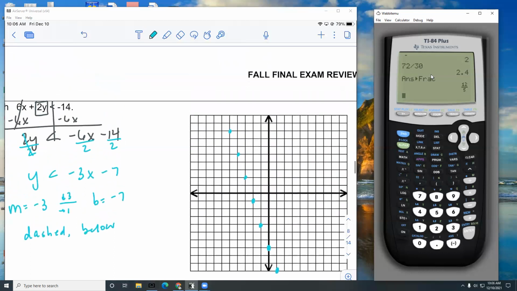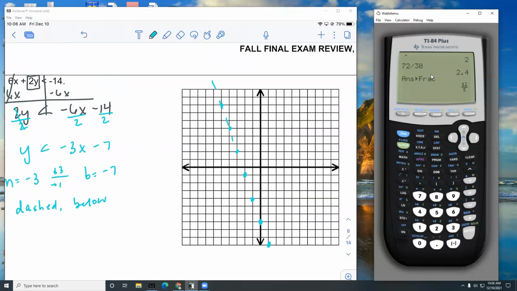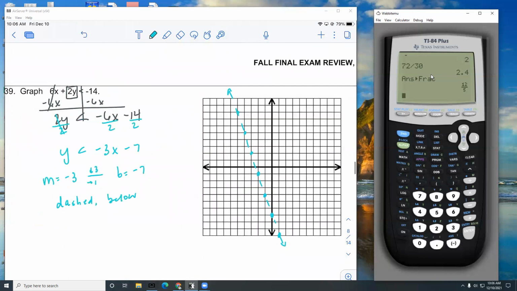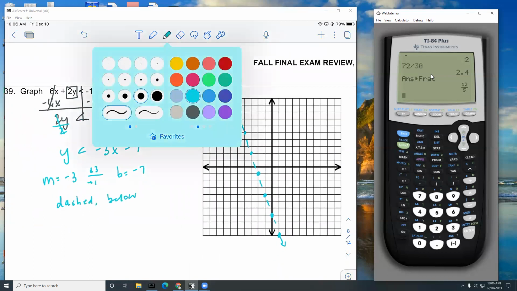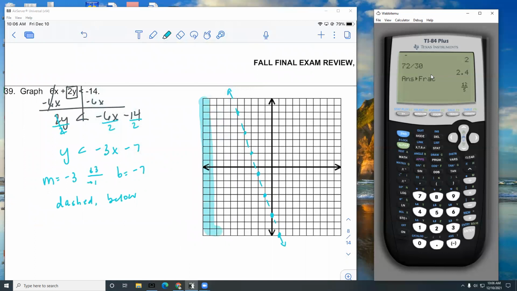And then guys, draw in your dashed line through your points, and shade everywhere below. So below your line, it's kind of hard to see, but it's going to be everywhere down here.